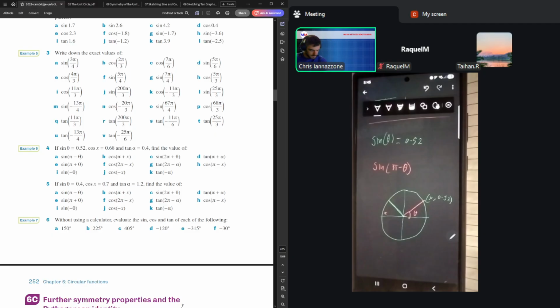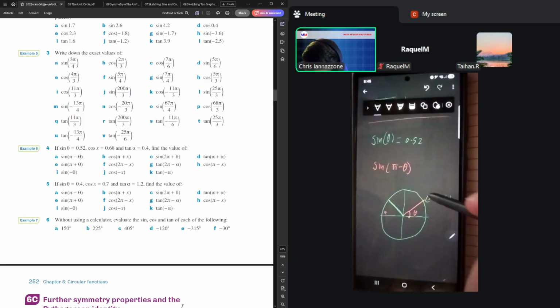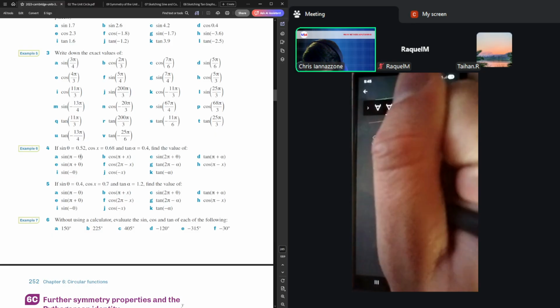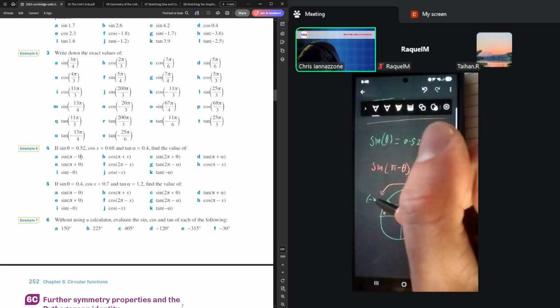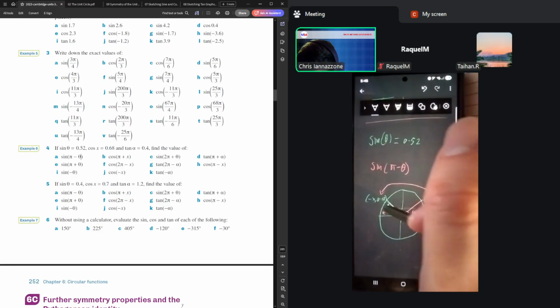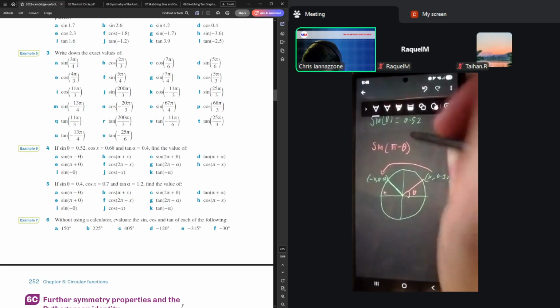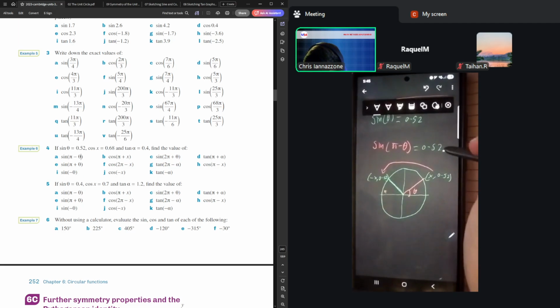How do we finish it up? You just write it out as sine of pi minus theta equals 0.52. Yeah. So basically what you're getting at there is that this coordinate can be reflected over. The x does technically change, but we don't care about the x, we just care about the y because we're asked to find the sine of pi minus theta. So as you said, sine of pi minus theta is also 0.52.